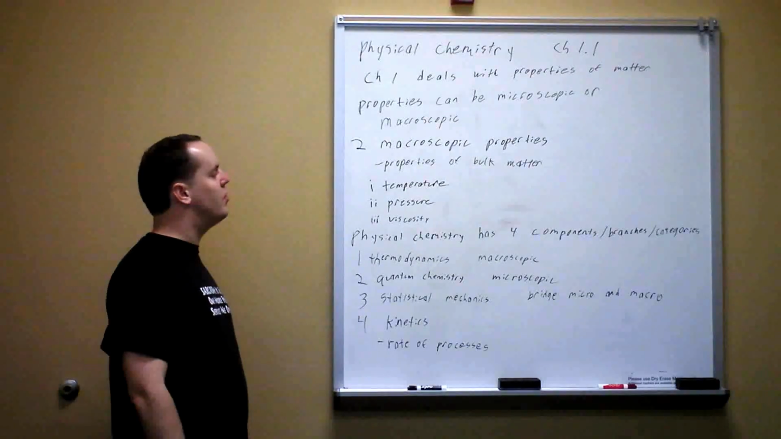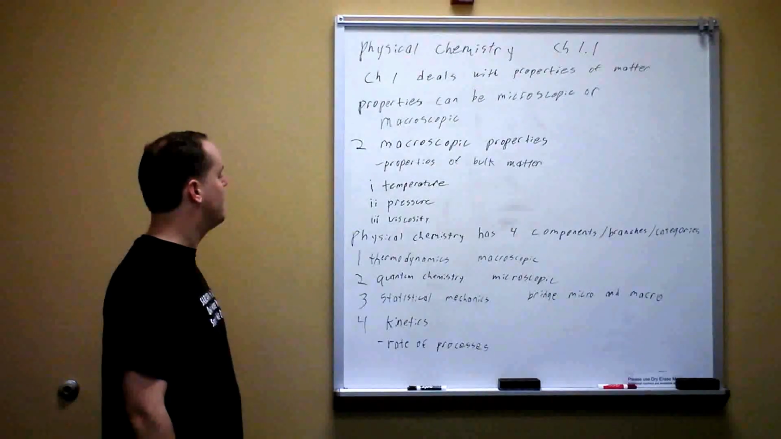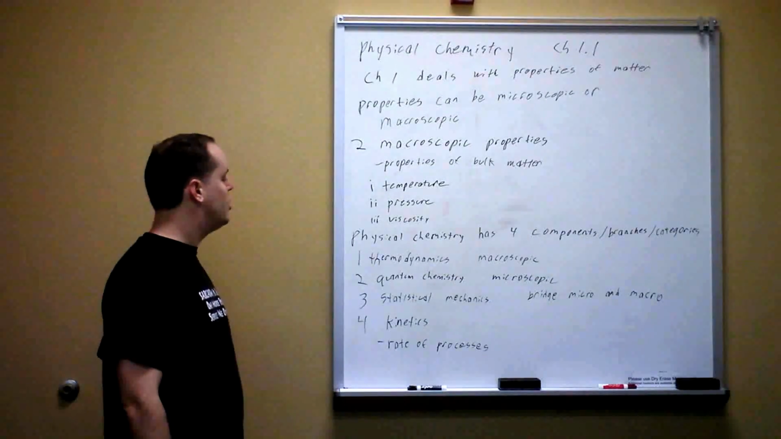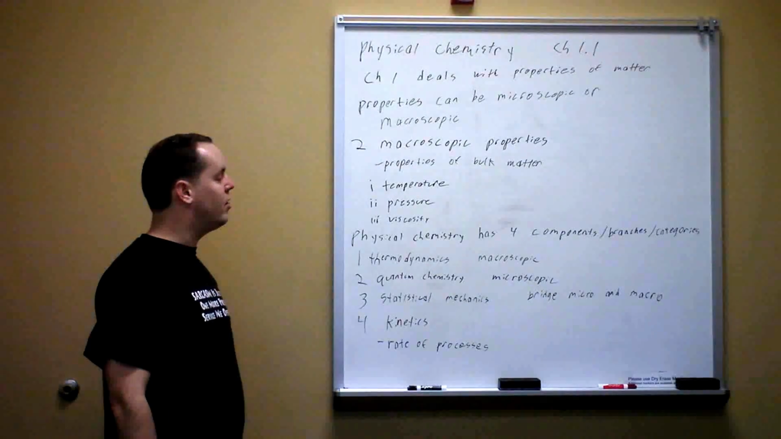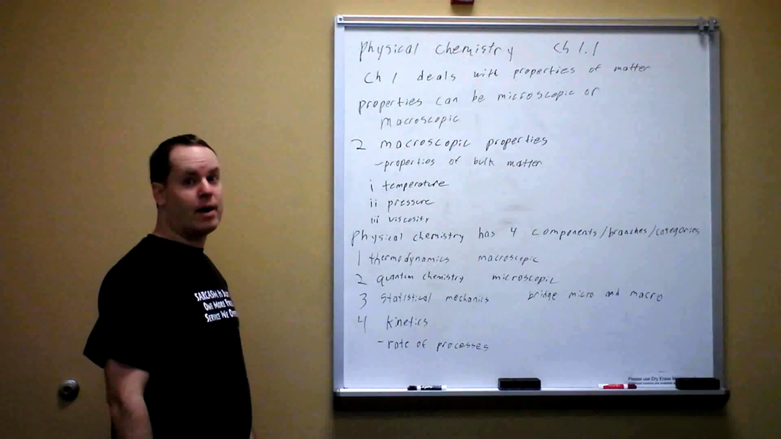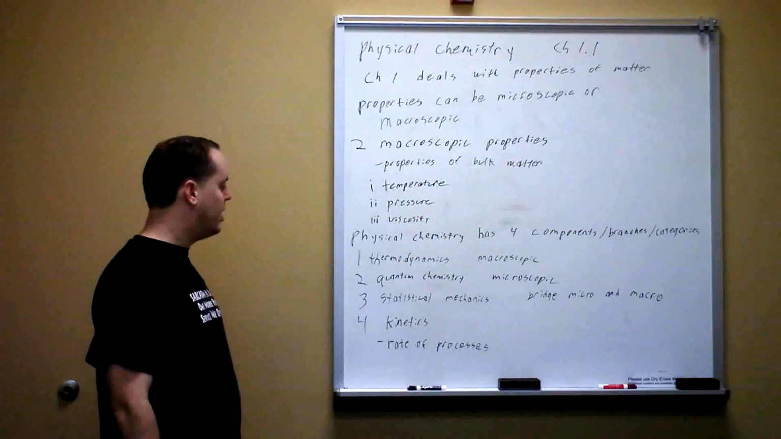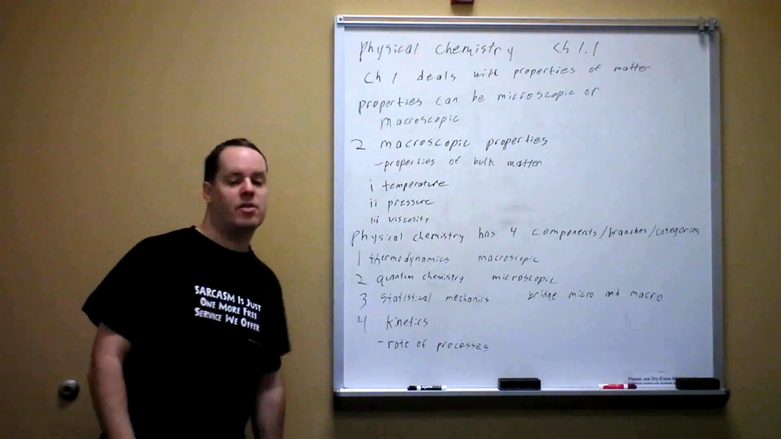Now, also, physical chemistry has four main components, or branches, categories, however you want to talk about it. One is thermodynamics, which we're going to be doing very soon. Two is quantum mechanics, which is microscopic. Three is statistical mechanics, which is a bridge between the macroscopic scale and the microscopic scale. And then four is kinetics, and that's where we calculate rate of processes, such as rate of reactions and so on.